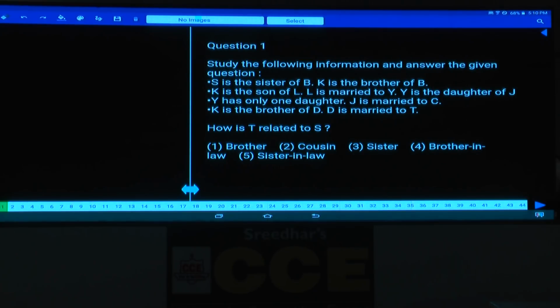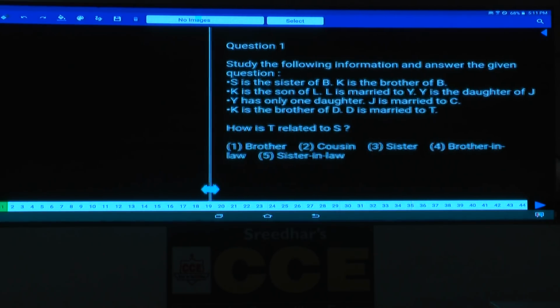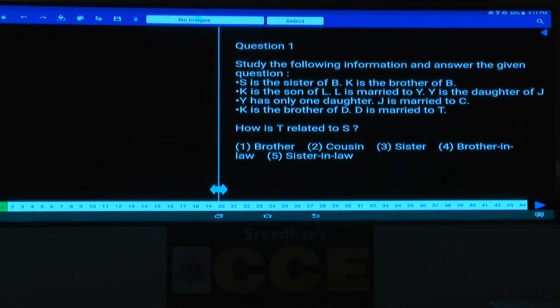S is the sister of B. How to represent this one? S is the sister of B can be written like this. K is the brother of B, and K is the son of L. As K is the son of L, these three are the children of this L.